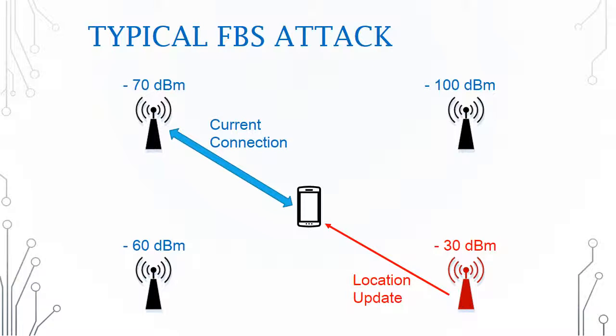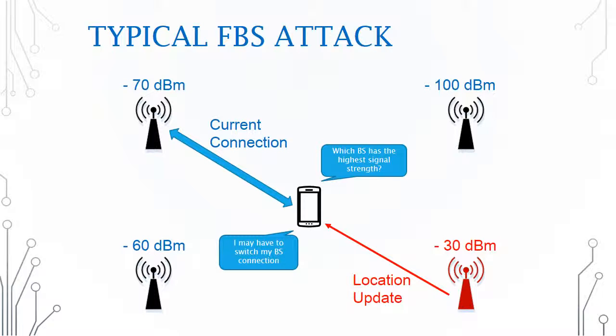The current user is now forced to reevaluate his selection criteria, and the user thinks that it might have to switch its base station connection because it's now in a new location. Its decision criteria is usually based on the signal strength. So looking at all these neighbor base stations, it finds the fake base station to be of the highest strength. The point to be noted here is that fake base stations are sometimes transmitting at really unsafe levels of power.